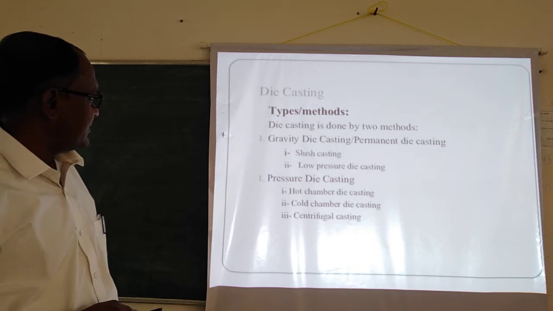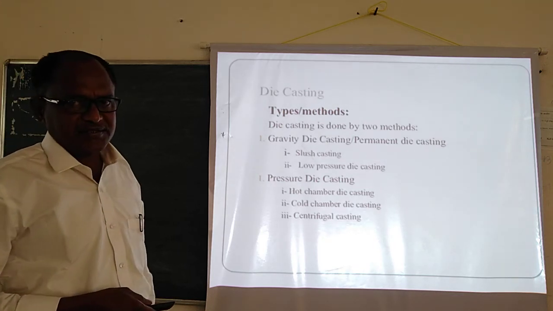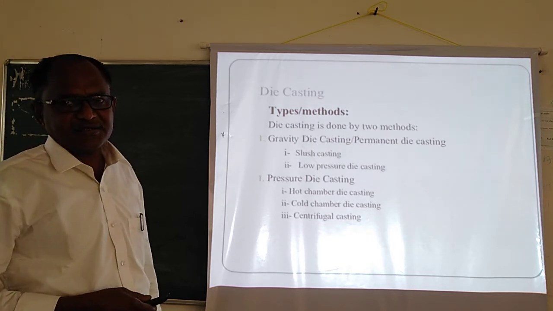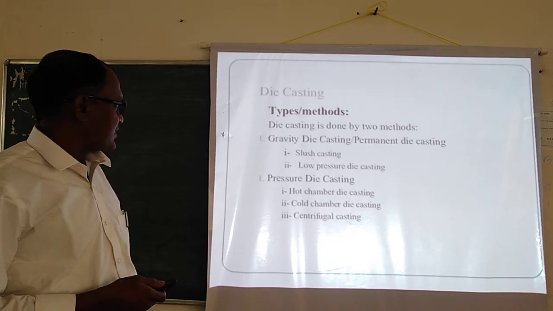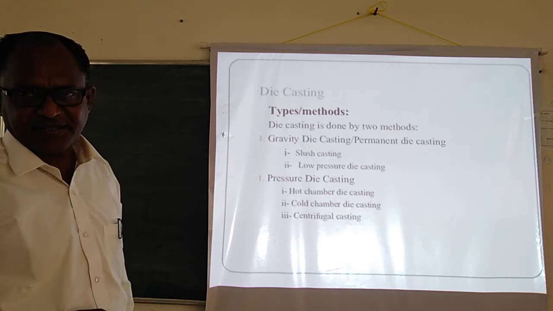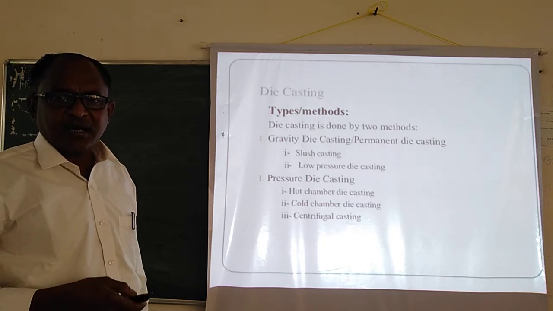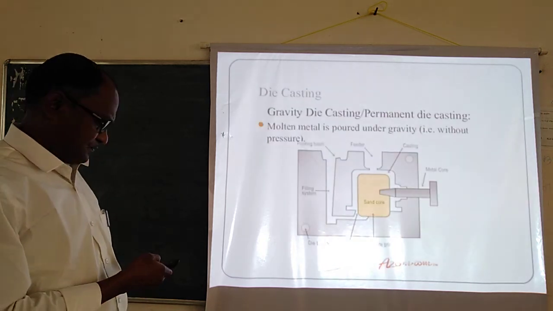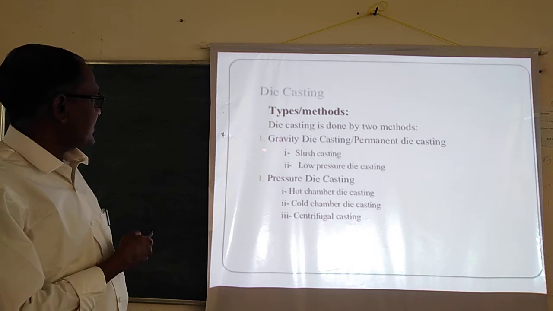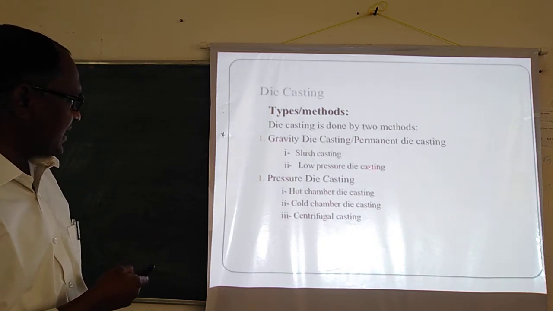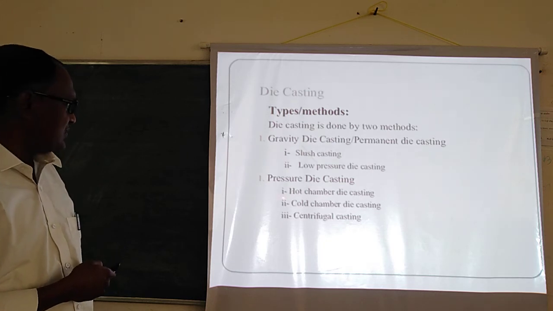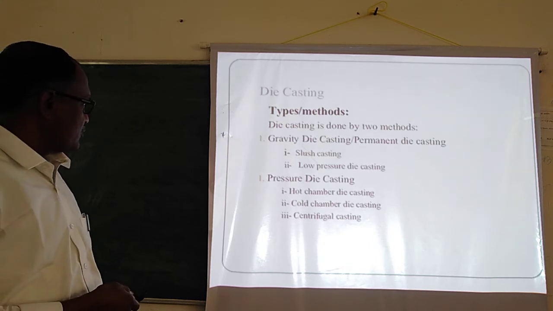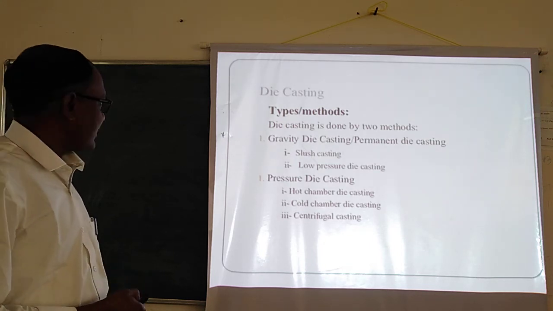In gravity die casting there are basically two methods, slush casting and low pressure die casting. And in pressure die casting, hot chamber die casting, cold chamber die casting and centrifugal casting are there. So you have to study only hot chamber die casting and cold chamber die casting, the two methods in your curriculum. Pressure die casting is classified into three categories: hot chamber, cold chamber and centrifugal casting. One by one we are going to discuss all these casting processes.